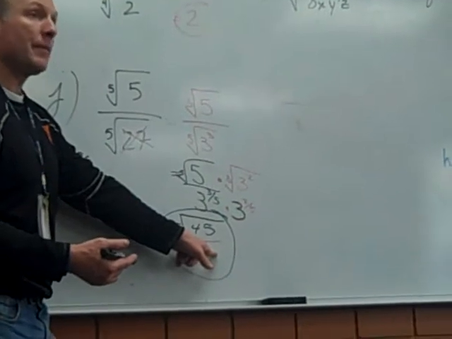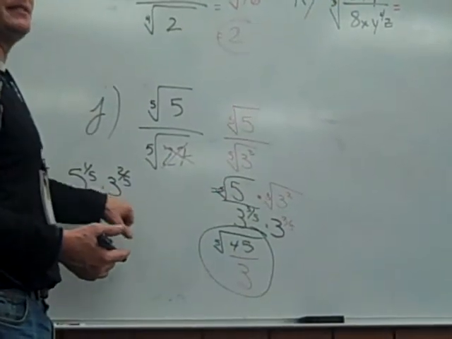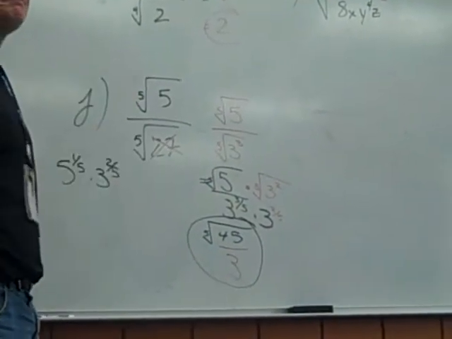Would you need 4/5 of that? No, you're just multiplying it, because these are different base numbers. You can't combine them.